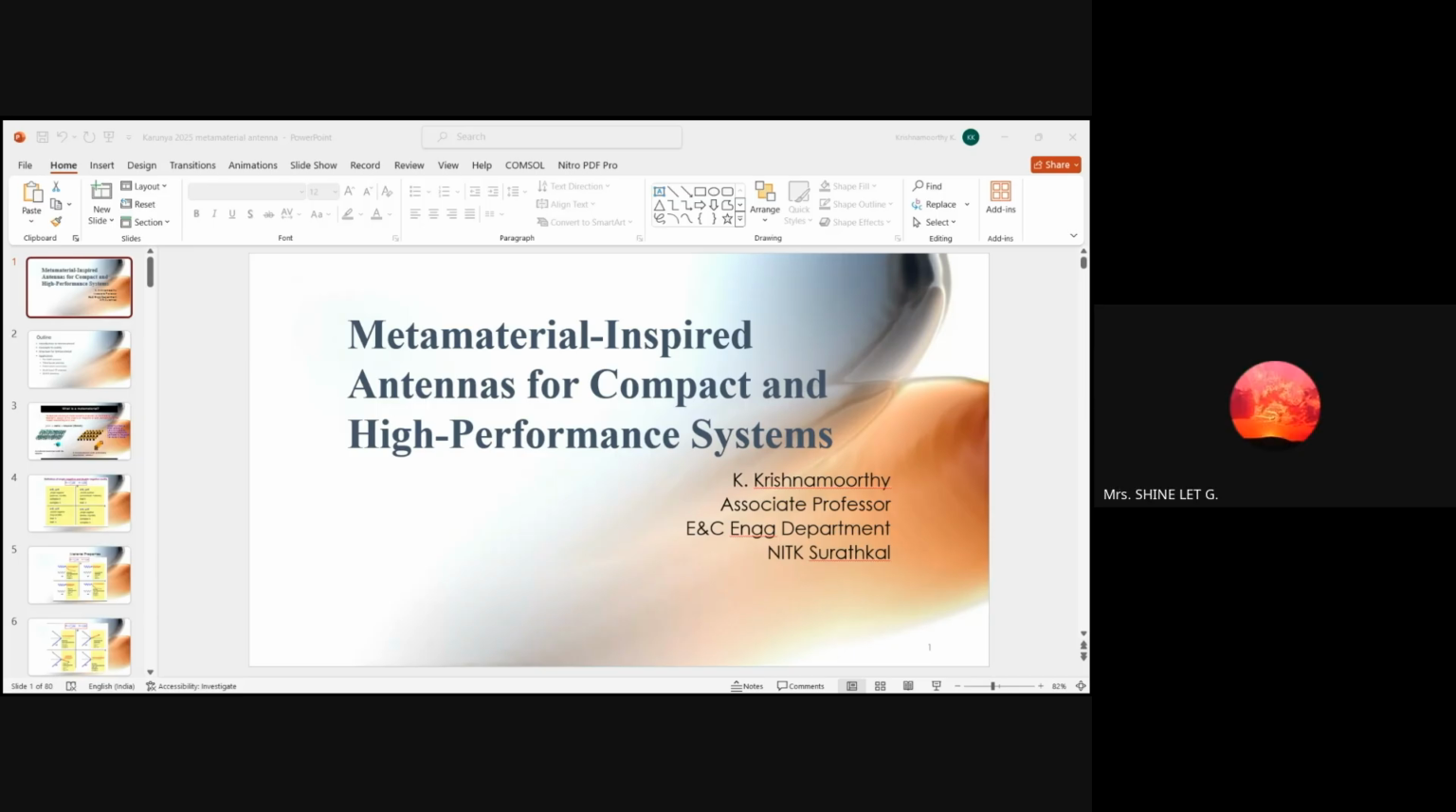Sir, there is one query in the chat box. Can we do fabrication for terahertz frequencies? Yeah, at terahertz the structures are going to be very, very small. If you design the metamaterial structure or antenna structure for terahertz, it is going to be in the micrometer range.